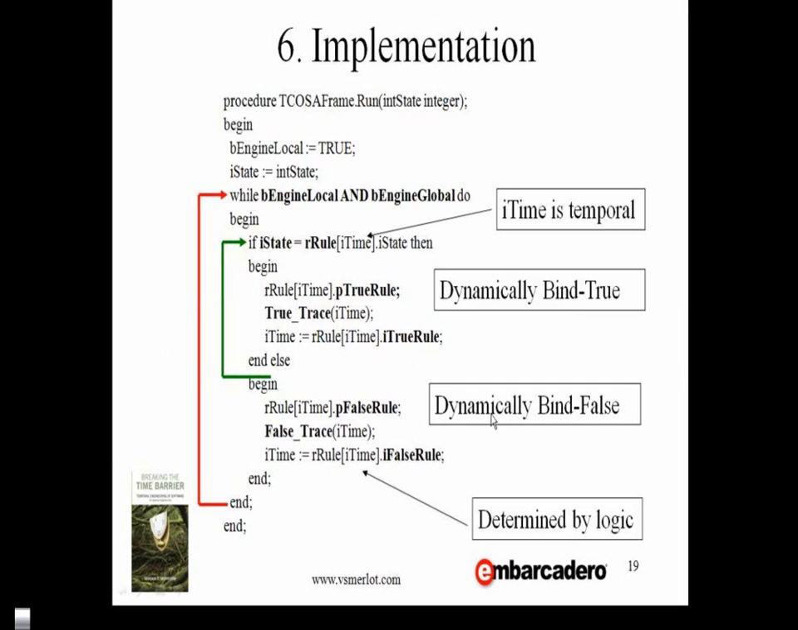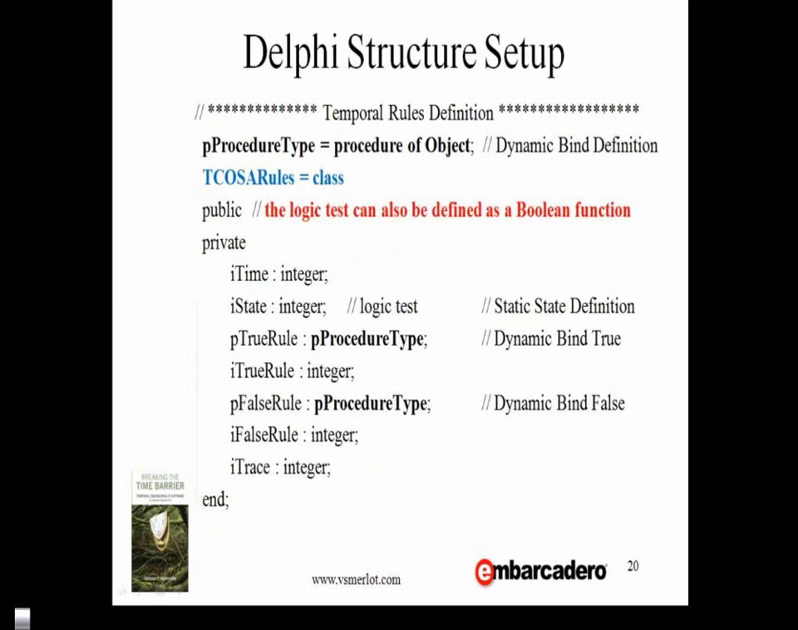If it's false, it dynamically binds to the false procedure, provides trace, and then finds the next location to execute. In Delphi, the elements of the structure are defined as such. I create a procedure type, procedure of object. I create a class called TCOSA rules. It contains the rule name and step location.